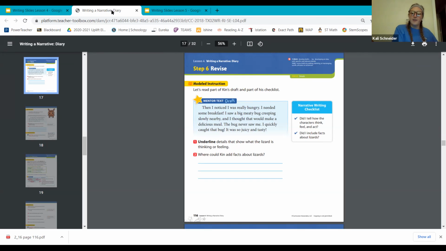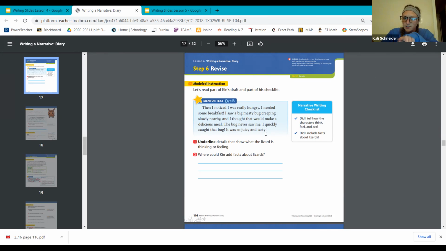So if you can see on the top of here, it says modeled instructions. Let's read part of Ken's draft and part of his checklist. So we're going to go ahead and read his draft, and then we're going to look at our checklist. So let's look at the checklist first so that we know what we're going to be looking for afterwards. So kind of have it in our brain.